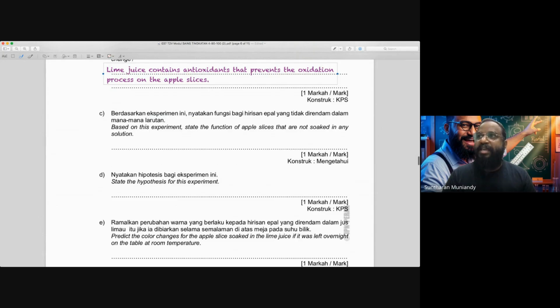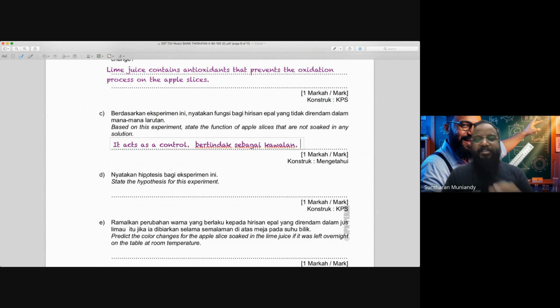Let's look at question C. Based on this experiment, state the function of apple slices that are not soaked in any solution. Okay, it acts as a control. Dia bertindak sebagai kawalan.